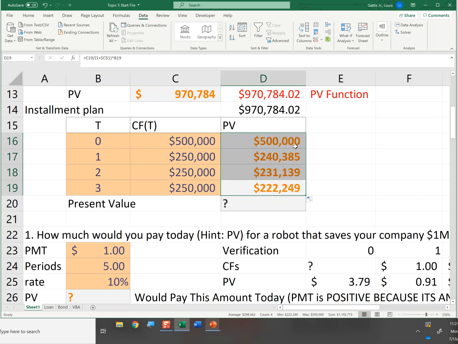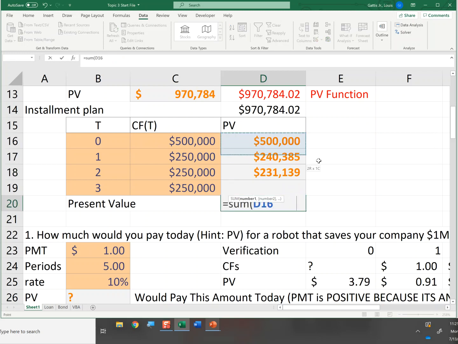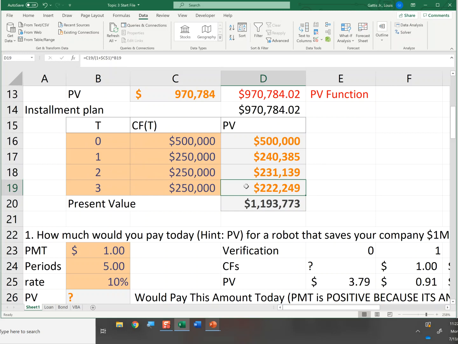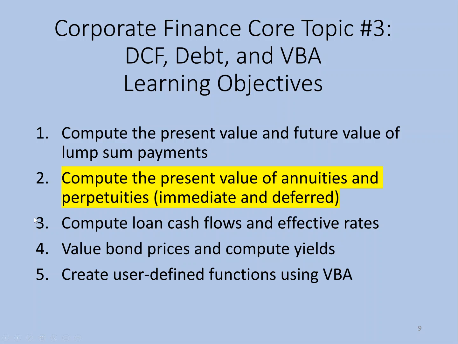I'll copy those formulas up. Notice this last formula is $500,000 over 1 plus r to the 0 power. Anything to the 0 power is 1, so it's effectively just dividing $500,000 by 1. I'll then sum all these up and see the present value of this installment plan is $1.193 million. Actually, it is clearly the best answer, or the best offer I have. So I would choose this as long as it's certain I'm going to receive these cash flows. The answer would change if there's some chance they never pay me. So in this topic, we computed the present value and future value of single lump sum payments.